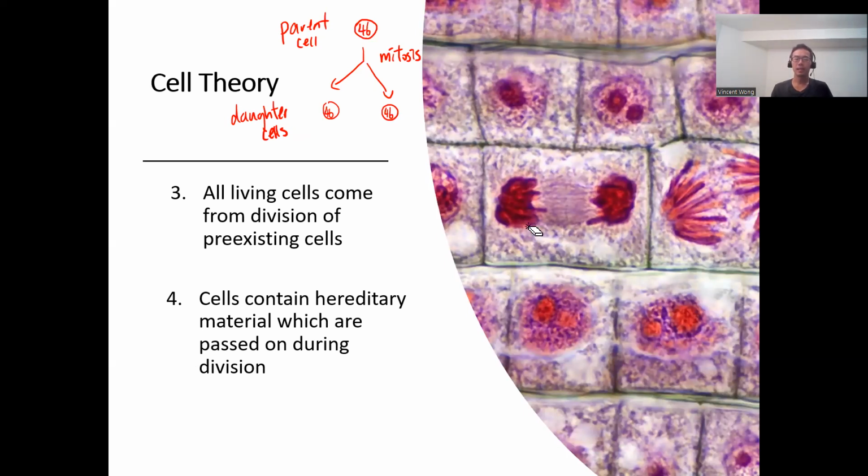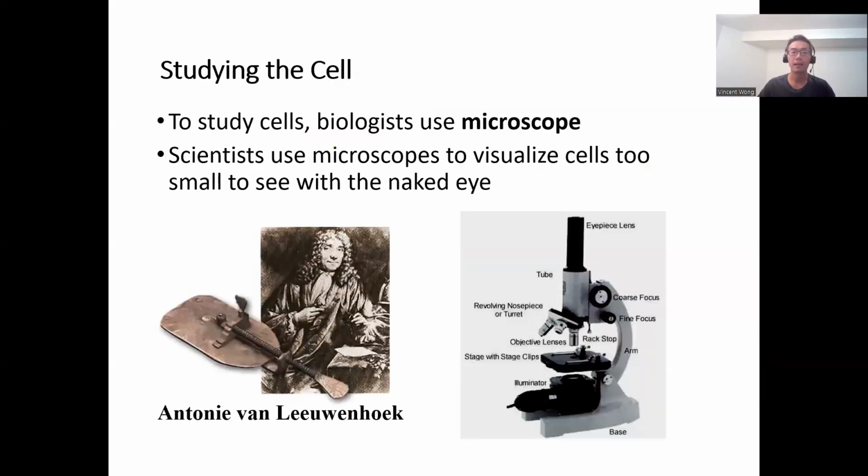So this is onion cells that you're looking at, and the cell is actually splitting right now. It's dividing. All this red stuff that you're looking at, those are the genetic material. So that's the cell theory. Now we cannot see the cells; they're too small for our eyes. We have to use a microscope.